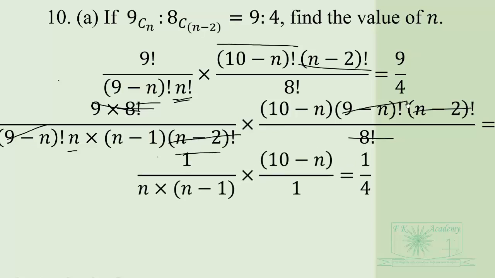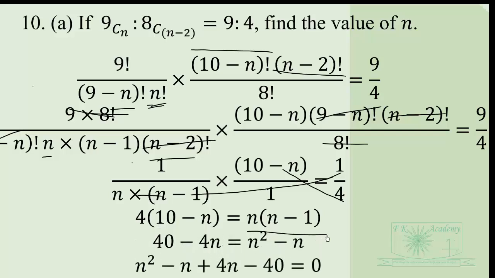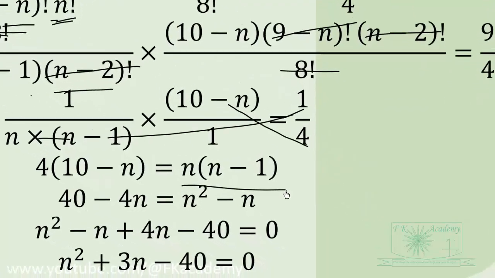So this will simplify to 10 minus n times 4. So this will multiply this, and this also multiply this, the one here. We can expand to get n squared minus n, then 40 minus 4n. And this will give us n squared minus n plus 4n minus 40 equals 0. So we obtain a quadratic equation, which we can simplify further to get n squared plus 3n minus 40 equals 0.